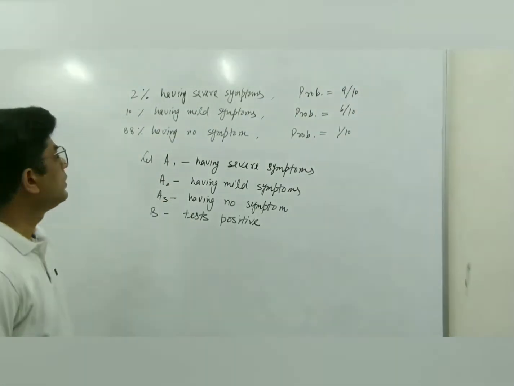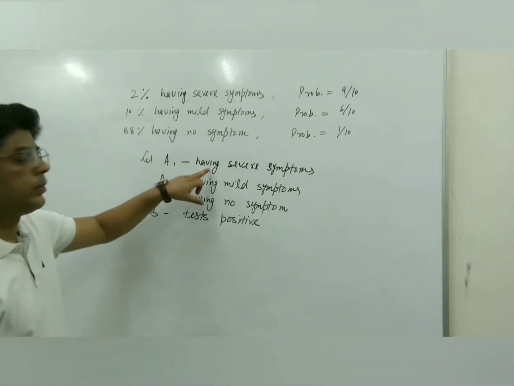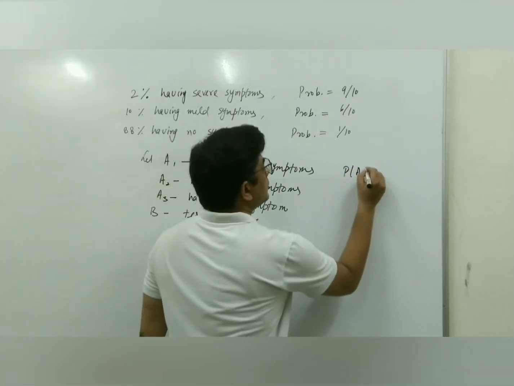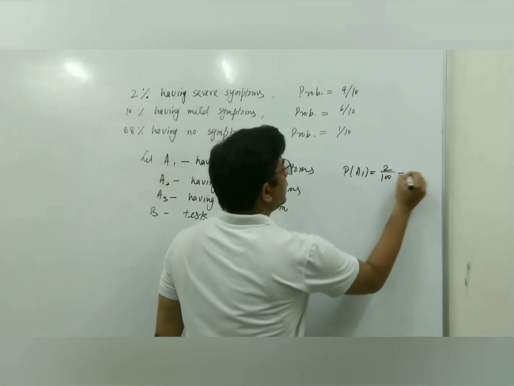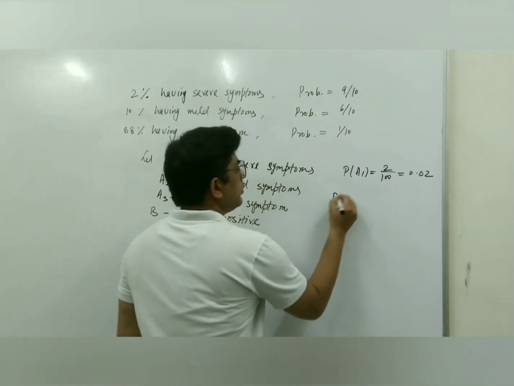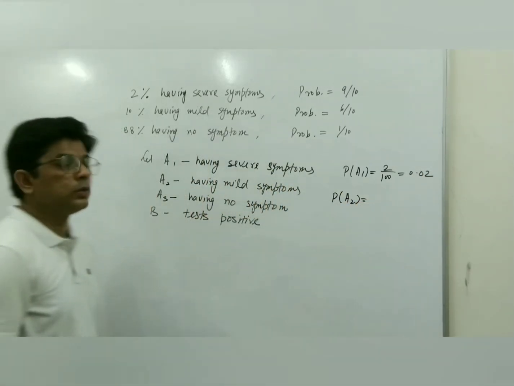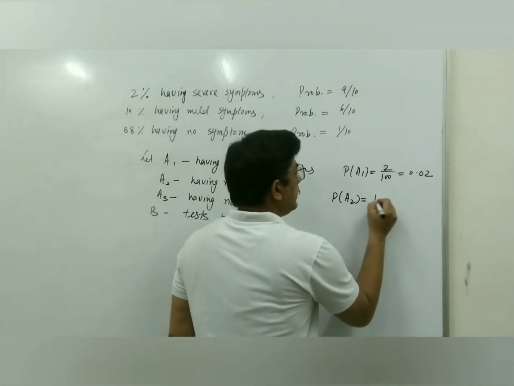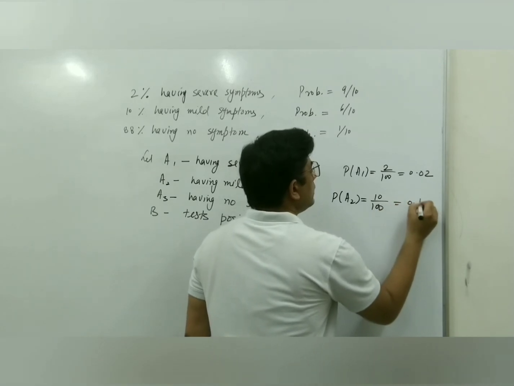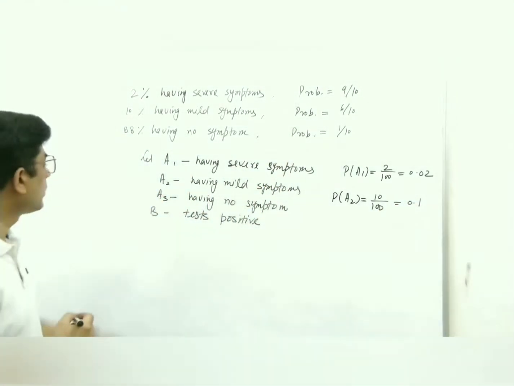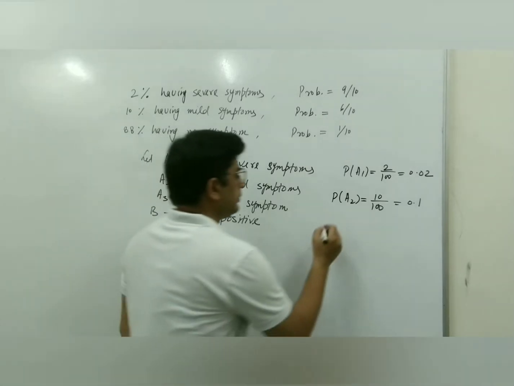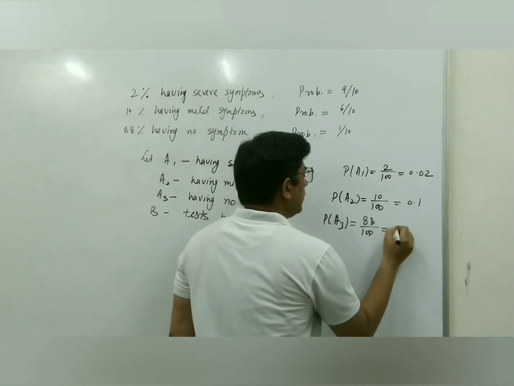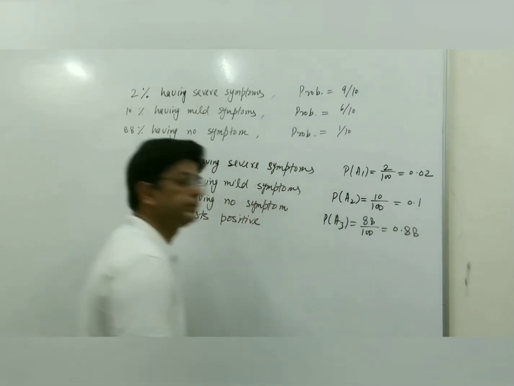It is given that the probability of A1, that is the person having severe symptoms, is 2%. So the probability of A1 is 2/100, that is 0.02. The probability of A2, there are 10% persons, so the probability is 10/100, that is 0.1. And similarly, the probability of A3 is 88/100, that is 0.88.